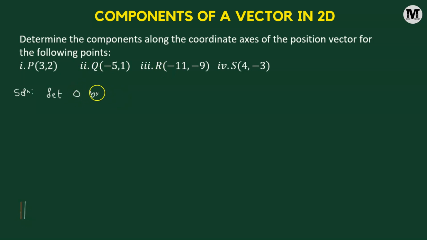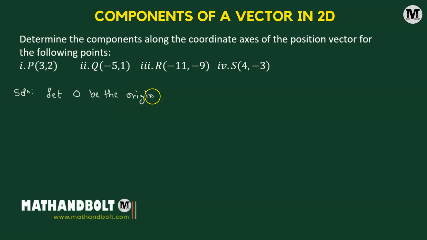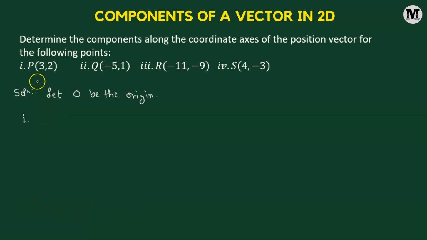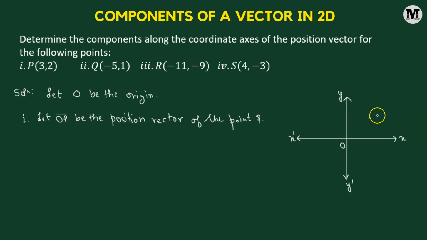Let O be the origin. Now, let us consider OP to be the position vector of point P. Here, we have the point P lying in the first quadrant because both the x and y coordinates are positive. So we have point P with coordinate values 3, 2. We have defined OP as the vector going from point O to P, and this is the position vector of point P.